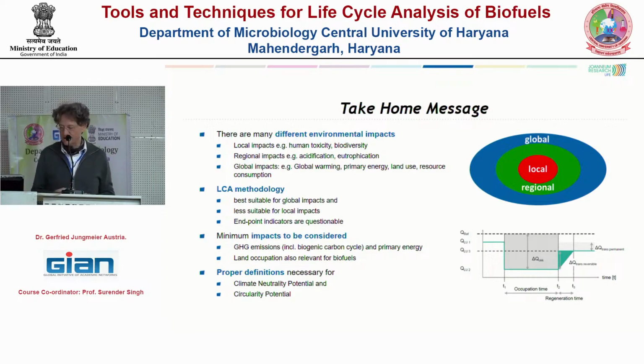It's also seen here that LCA methodology is best suitable for global impacts, a little bit less for local impacts. And the so-called endpoint indicators, if you have three or only one, I think they're very questionable. You have to reduce everything to one number. It's really summing up the table. We've seen the two green and the two red numbers. That's maybe too much.